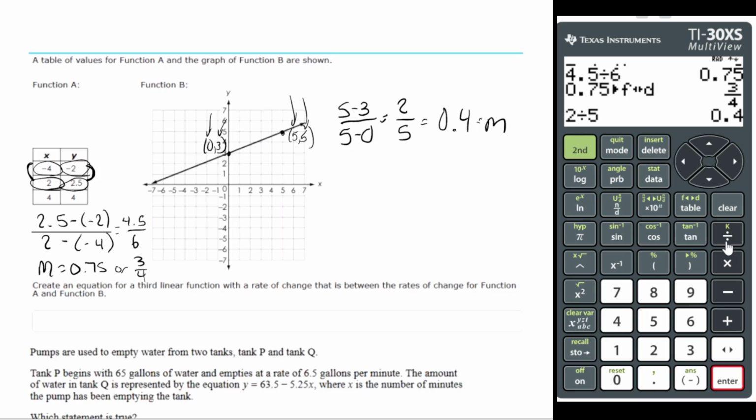You put any number that is between those two numbers, any number greater than 0.4 and less than 0.75. So let's go with y equals 0.6x. That's it. Done. What else? y equals 0.5x. That works. You know what doesn't work? y equals 0.3x, because it's less than 0.4. Just any number that's greater than 0.4 and less than 0.75.